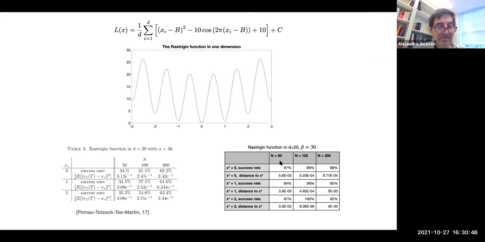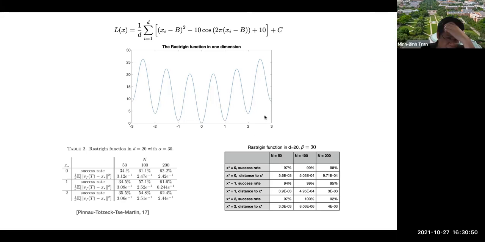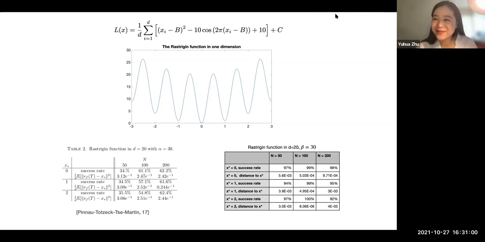Okay. So how big is the number m that you choose? It's like a random batch method, right? Yes, it's called the random batch method. In this example, for n equal 50, we choose m equals 40. For n equal 100, we choose m equals, I think, 70. And for n equal 200, we choose m equals 100.